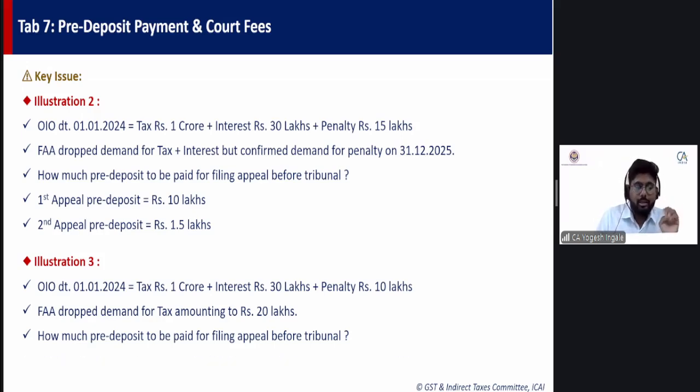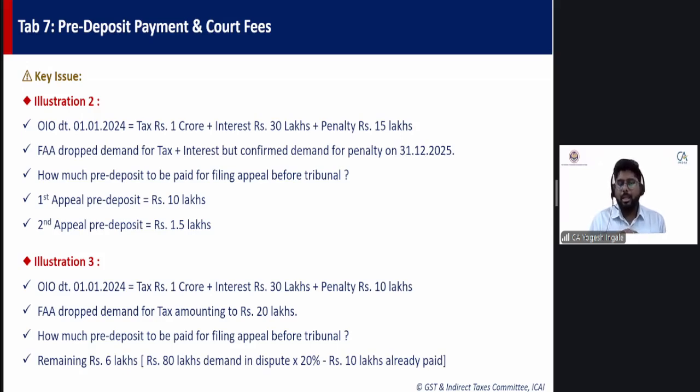Now, third illustration, order in original dated 1st January 2024. Again same example, disputed tax amount 1 crore, interest 30 lakhs, and penalty 10 lakhs. Now, first appellate authority dropped demand for the tax amount amounting to rupees 20 lakhs. So, disputed amount before tribunal is 80 lakhs. Now, how much additional pre-deposit is to be paid for filing appeal before appellate tribunal? The answer is remaining 6 lakhs.